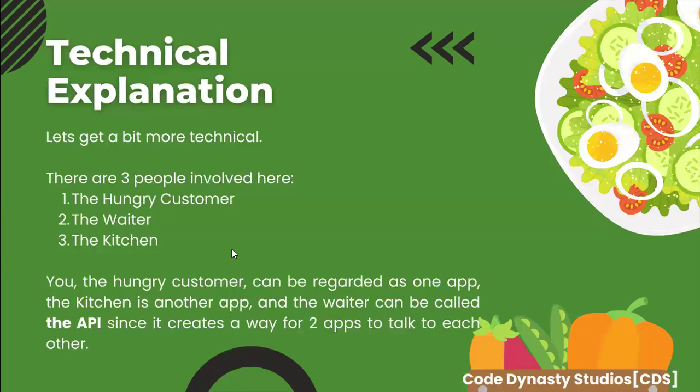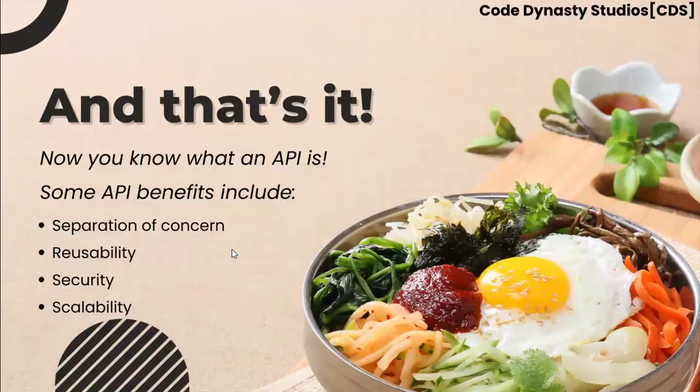Let's now get a bit more technical. There are three parties involved here: the hungry customer, the waiter, and the kitchen. You, the hungry customer, can be regarded as one app. The kitchen is another app, and the waiter can be called the API since it creates a way for two apps to talk to each other. And that's it. Now you know what an API is.